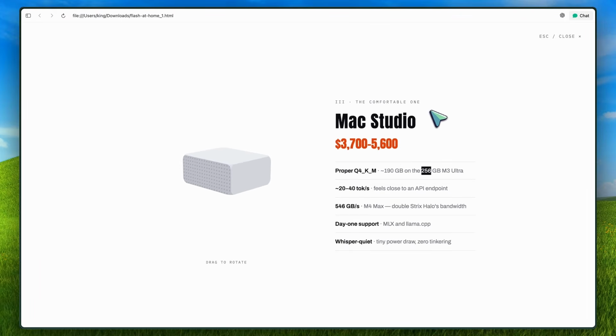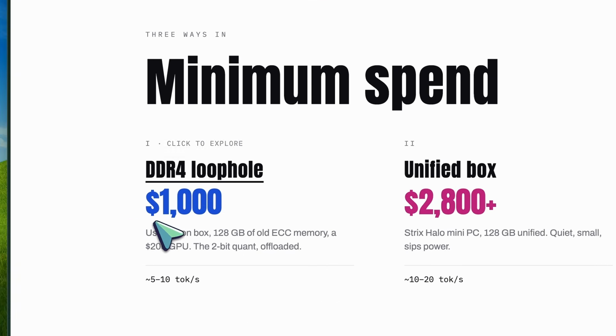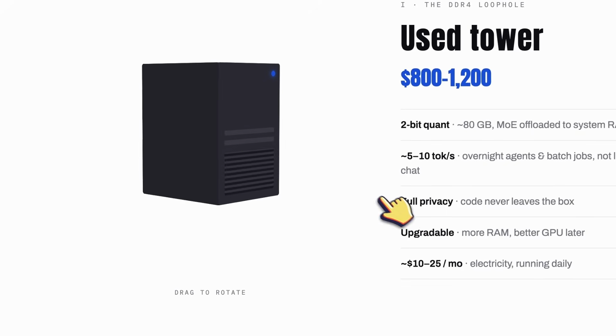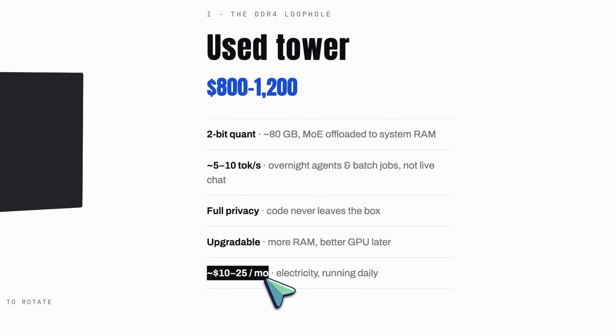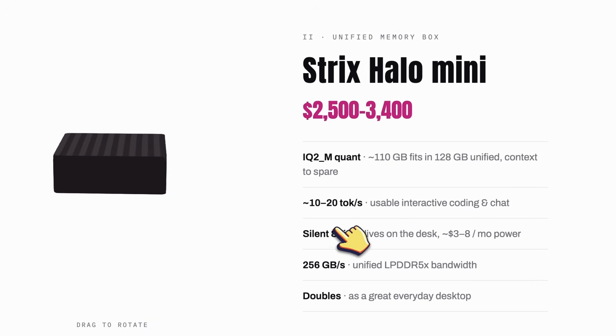So the true minimum spend, if you own literally nothing, is about $1,000 using the DDR4 loophole. The comfortable answer is $3,000 to $5,500. Oh, and add electricity on top. A DIY rig doing inference all day realistically adds $10 to $25 a month, depending on your rates. The mini PCs are more like $3 to $8.